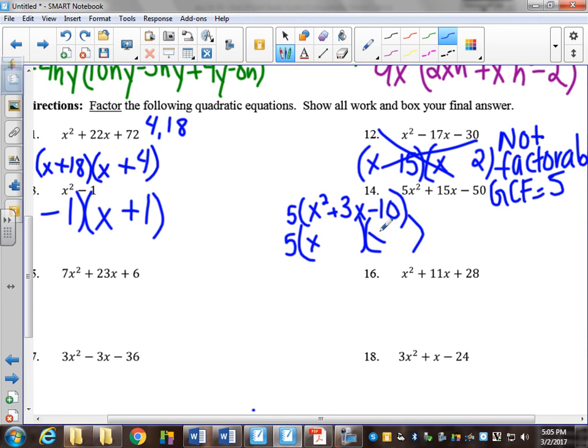Two numbers that multiply to negative 10 and add to 3: 2 and 5. The 5 has to be positive. The 2 has to be negative. They multiply to negative 10, add to positive 3. Don't forget to do this step because it'll mess up your factoring if you don't.